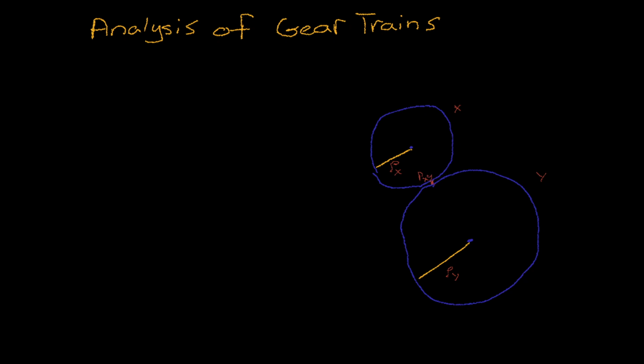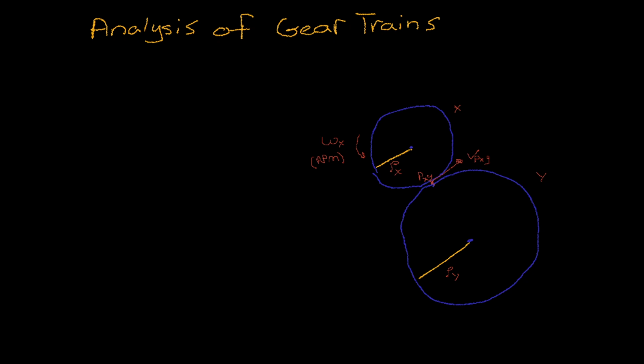And the point on X and the point on Y move at the exact same linear velocity. We will call that VPXY. And let's say that gear X is rotating that direction. We'll say it's rotating with speed omega X. We use omega for angular velocity in RPM, rotations per minute. And we use a V for linear velocity.